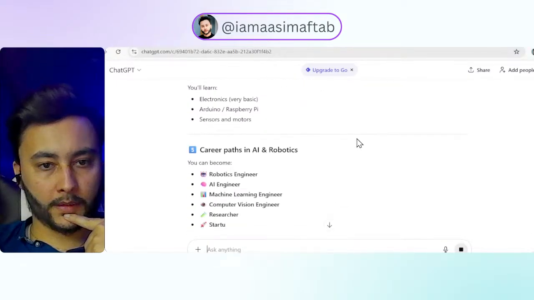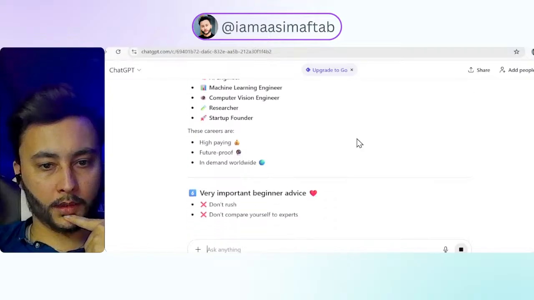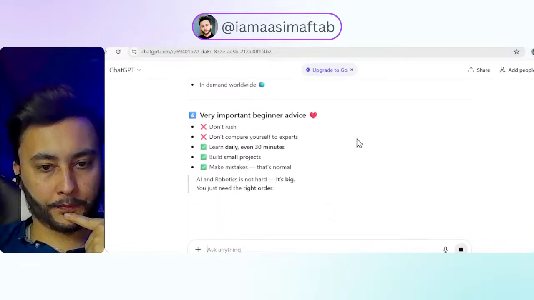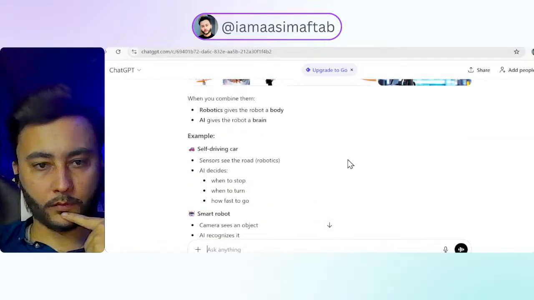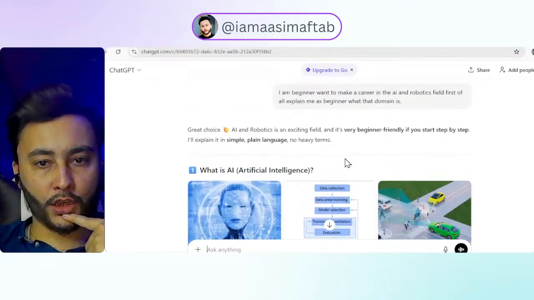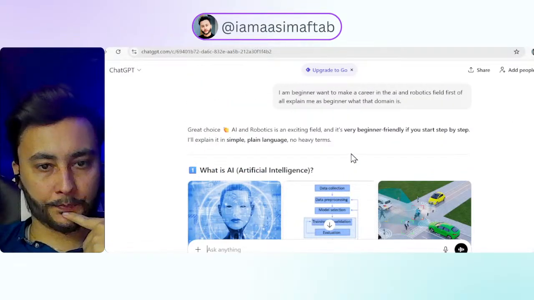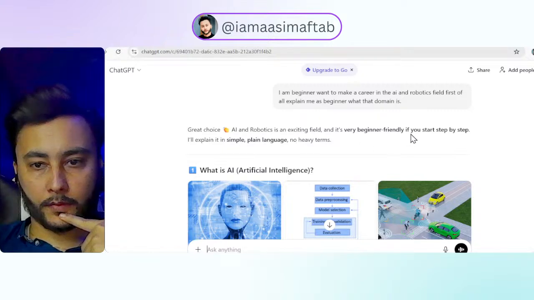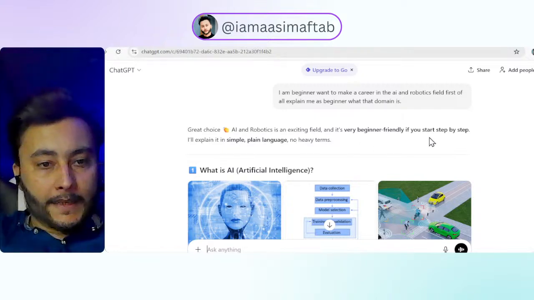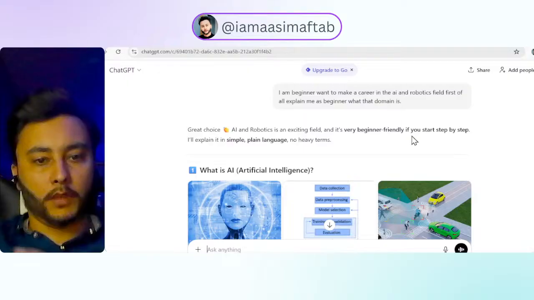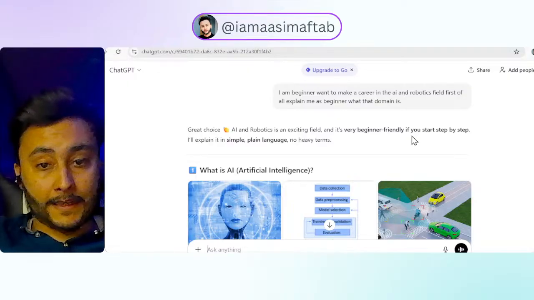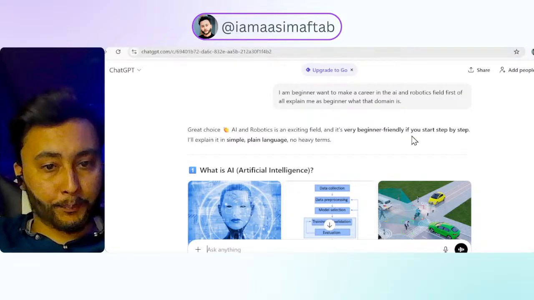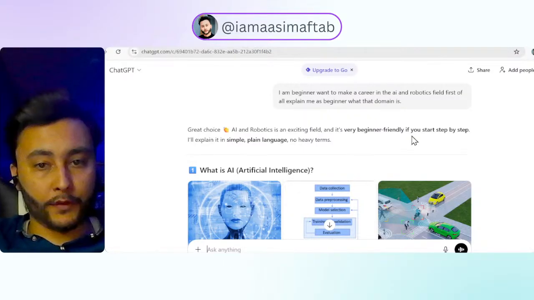For robotics basics, career paths and AI and robotics, general advice. So first of all, we need to understand what that field is. It says: great choice. AI and robotics is an exciting field and it's very beginner friendly. If you start step by step, I'll explain it in simple, plain language, no heavy terms.